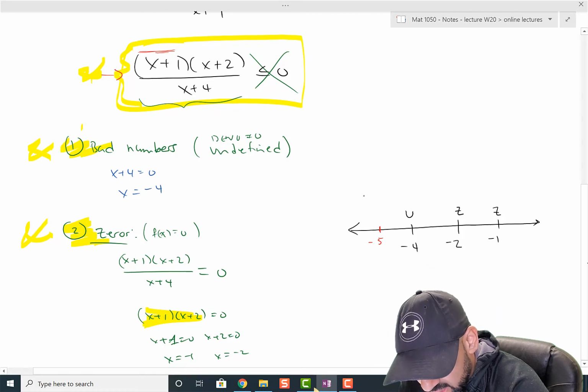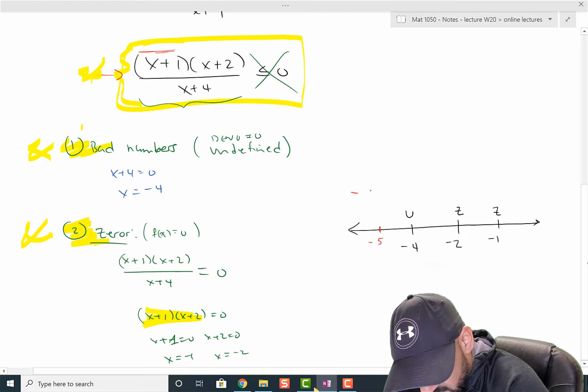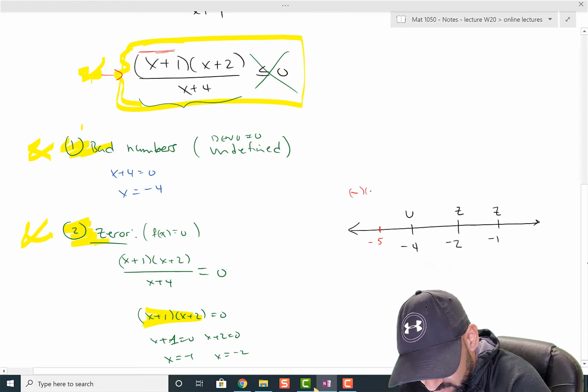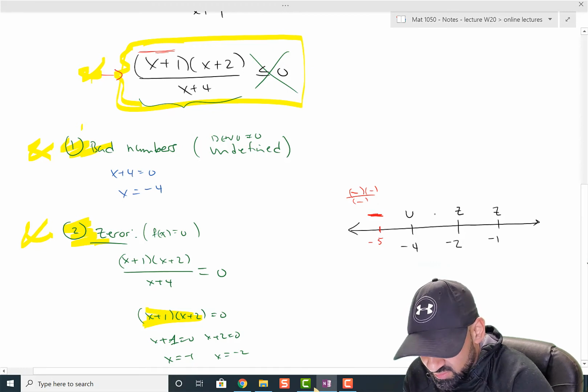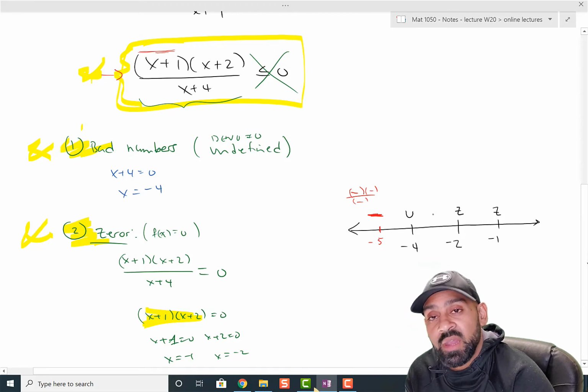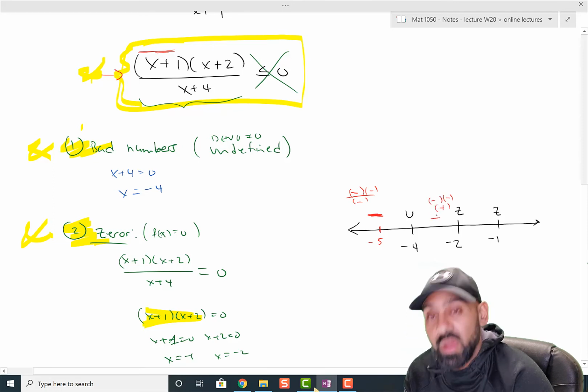So when I plug in -5, I get a negative, right? Because -5 plus 1 is a negative number, times another negative, times another negative, and that gives me a negative effectively. Makes sense. Okay, in between here is -3. Well, that gives me a negative, and then a negative, and then a positive. So now that turns this guy positive.